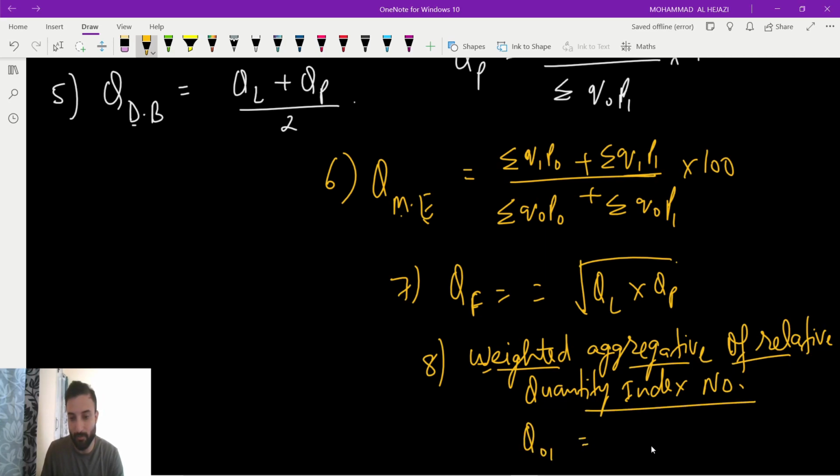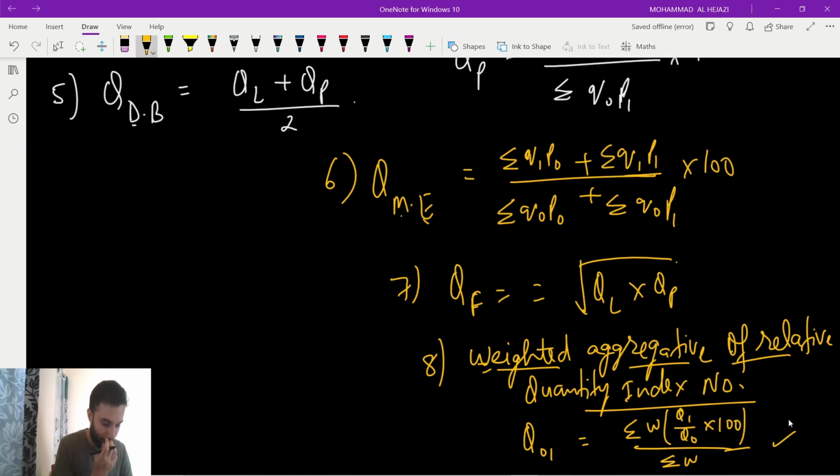So Q01 is equal to, the denominator will be the same, summation of W. The numerator: we were doing P1 by P0, now we will do Q1 by Q0. Whatever we get, multiply with 100. Whatever we get, multiply with W. That is a new column, and we take the summation of that column.